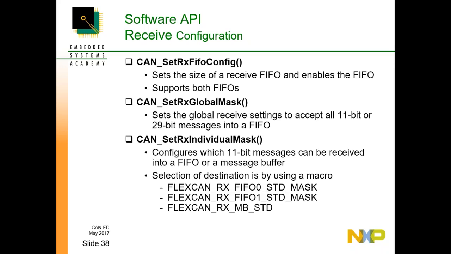For fine-grained control, set RX individual mask can be called. This enables filtering for 11-bit messages. Each call configures a specific message filter, and the results of passing a message through that filter can be stored either in a FIFO or in a dedicated message buffer. The destination for the filtered message is determined by using the appropriate macro when calling the function. On the slide you can see the 3 macros listed, and each macro takes a message identifier and a mask.